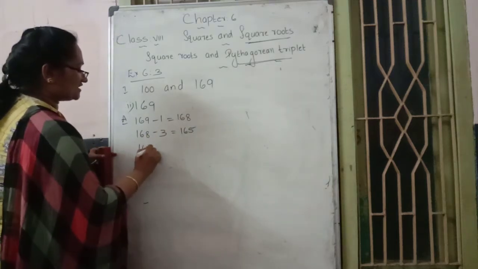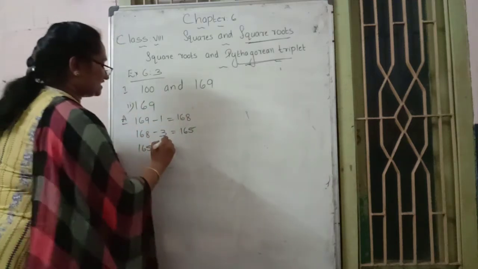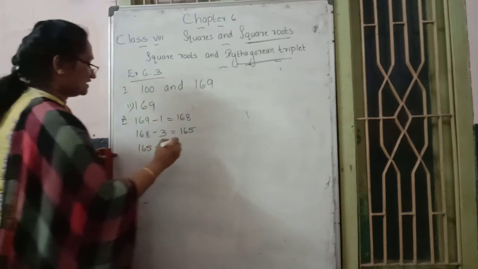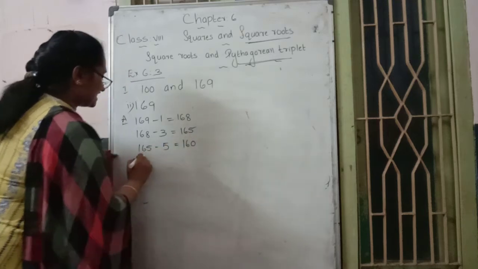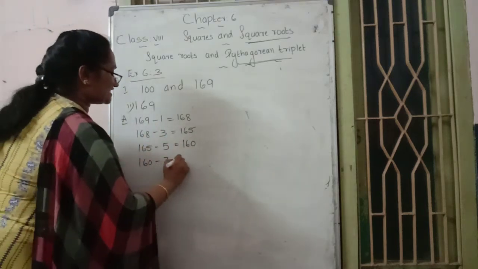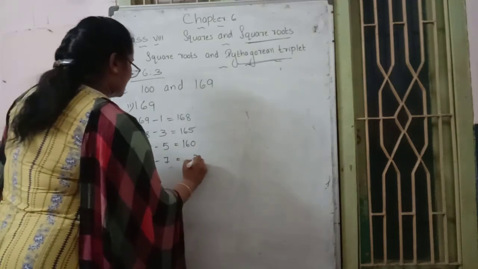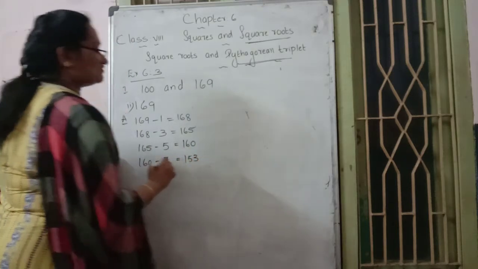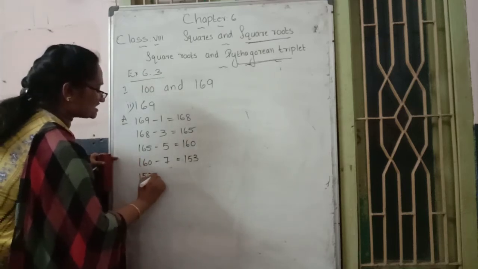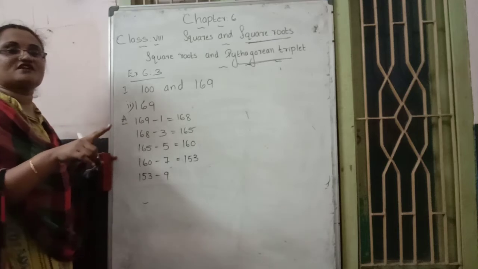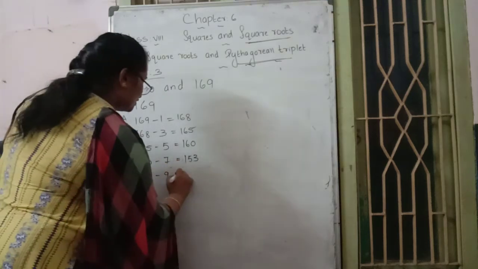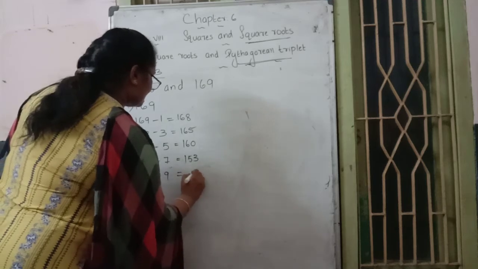Again 165 is subtracted with the next odd number. The next odd number is 5, 4 is an even number. How much? 160. Again 160 is subtracted with the next odd number, 7. Here how much will we get? 153. Again 153 is subtracted with the next odd number. 8 is an even number, so the next odd number becomes 9. Subtraction gives how much?